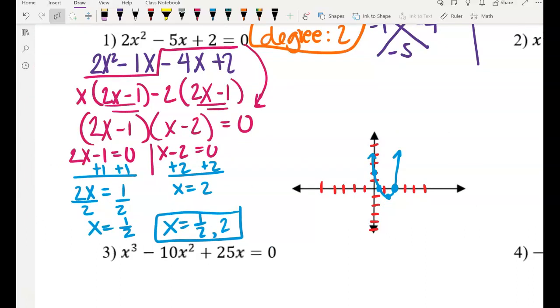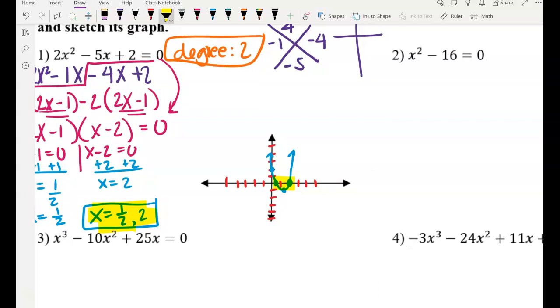Okay, so we had two answers. We solved it, we have two answers. How many times, students, is it touching or crossing over the x-axis? Twice, okay? So keep that in mind. Let's do two.